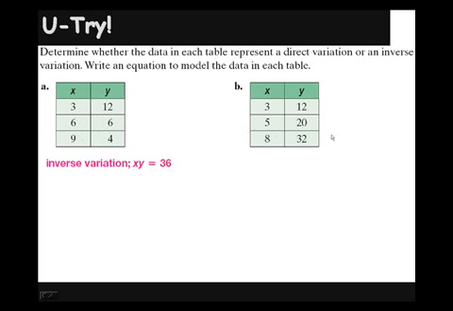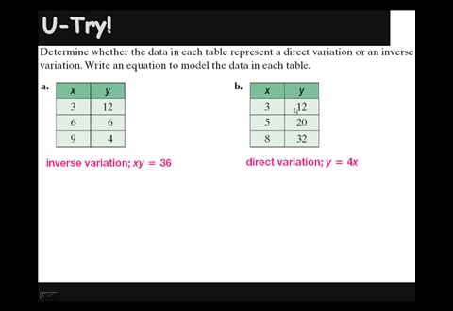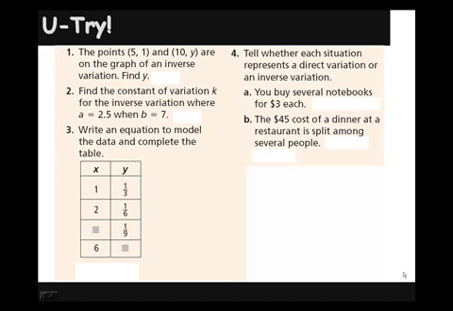And for B, it's y equals 4 times x. If you take the x value and multiply by 4, you're always going to get the y. The other way to see that is 12 divided by 3 is 4, 20 divided by 5 is 4, 32 divided by 8 is 4. This is like a little lesson quiz, so what I want you to do is pause the video right here, try all these problems, and then when you're ready to check your answers, press play.